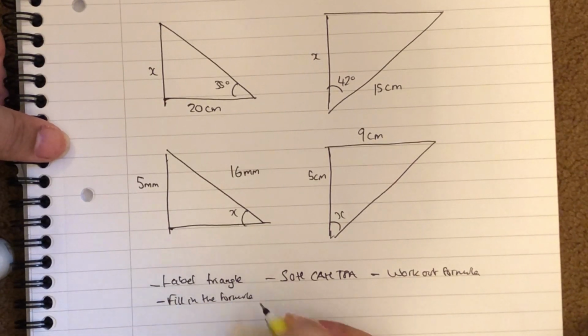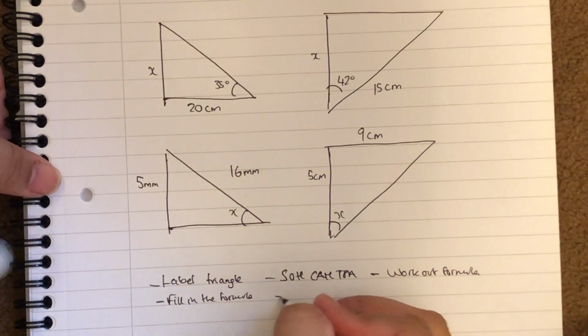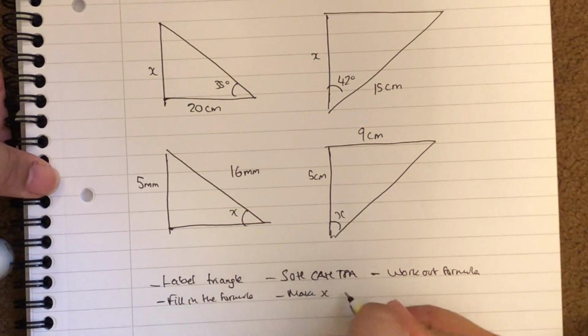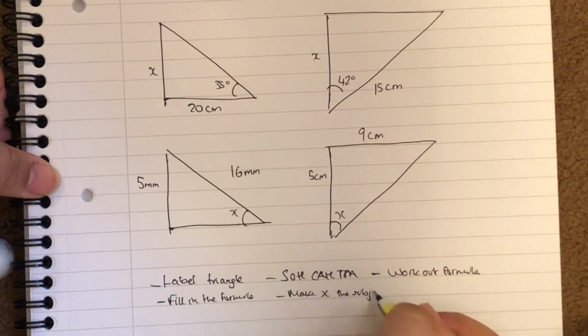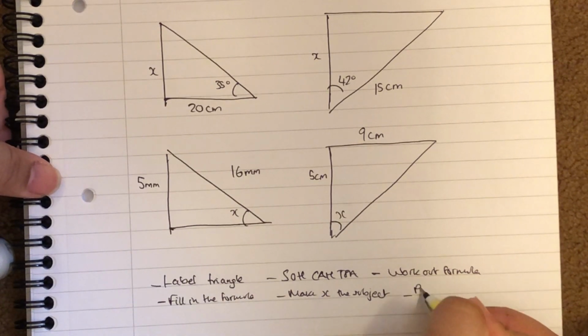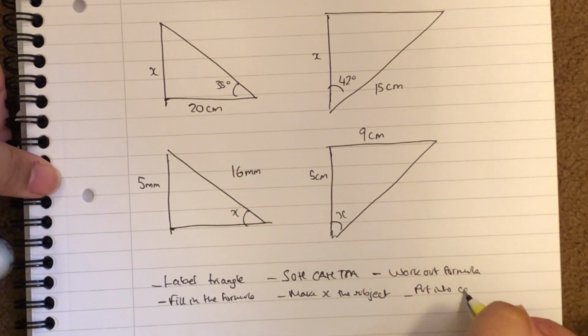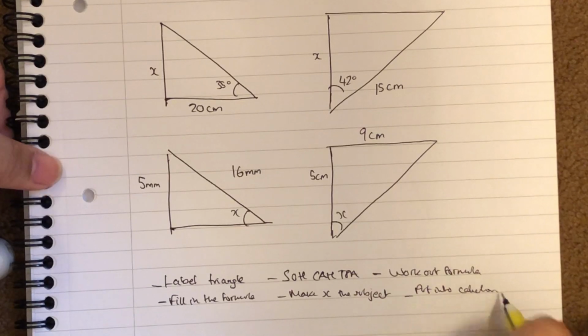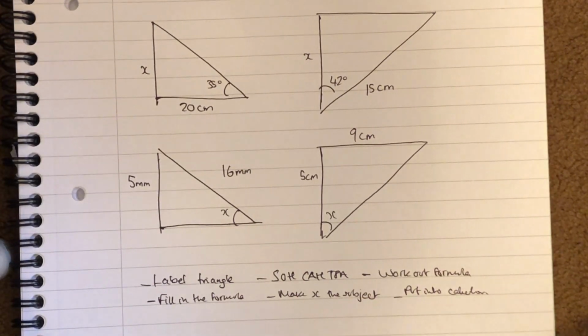If you're working out x and x is not the subject of your formula, make x the subject. Then correctly put it into your calculator and round it to 1 or 2 decimal places, whatever the question is asking you. So this is how to do trigonometry.